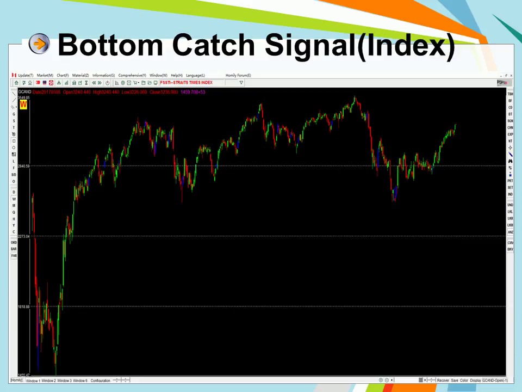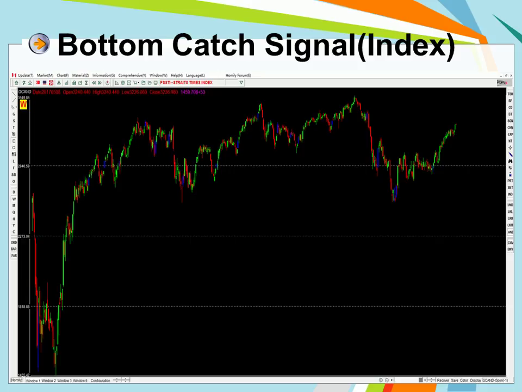Let's see this one. This is the chart of the index. I use the bottom catch signal for the weekly chart, because the weekly chart is mainly for judging the trend. Okay, so let's see the bottom catch signal. If you click bottom catch signal, you can see the blue candlestick. What is the meaning of the blue candlestick? If you see the blue candlestick appears, this means it is the bottom. Maybe a short-term bottom, medium-term bottom or long-term bottom.